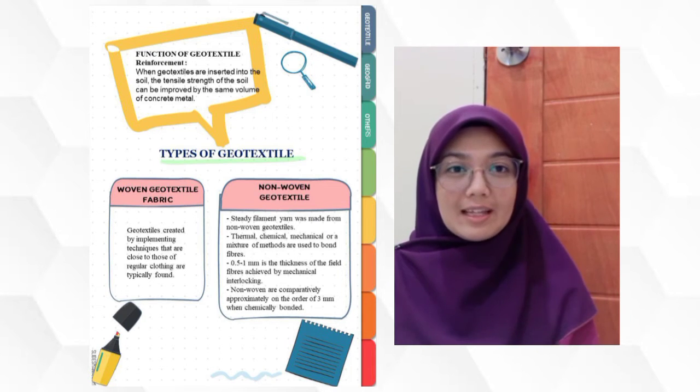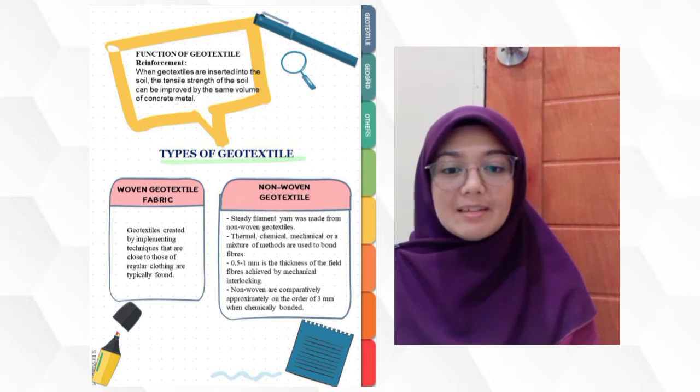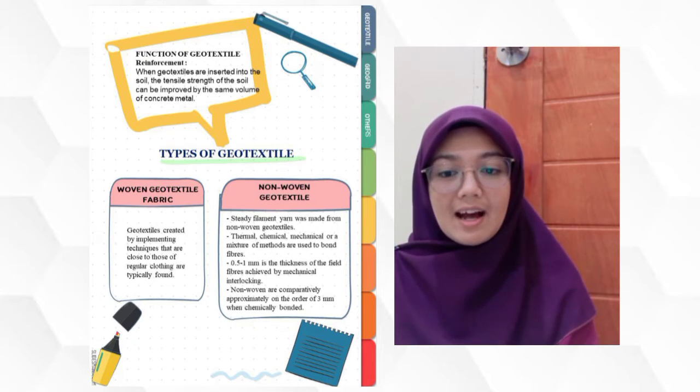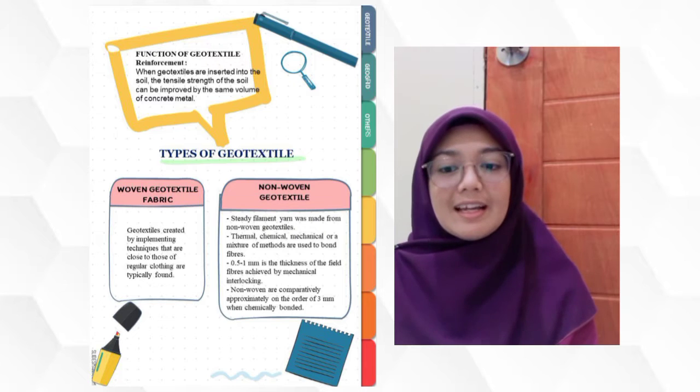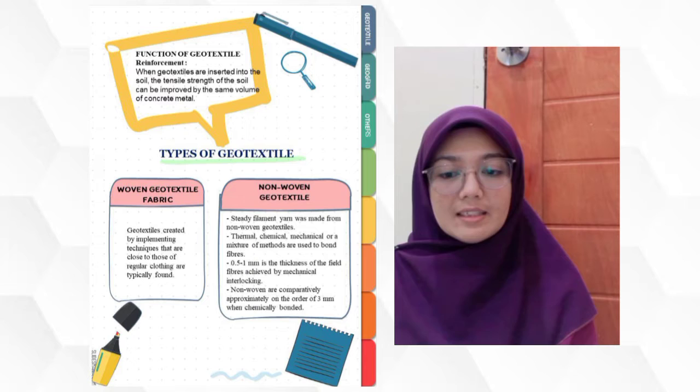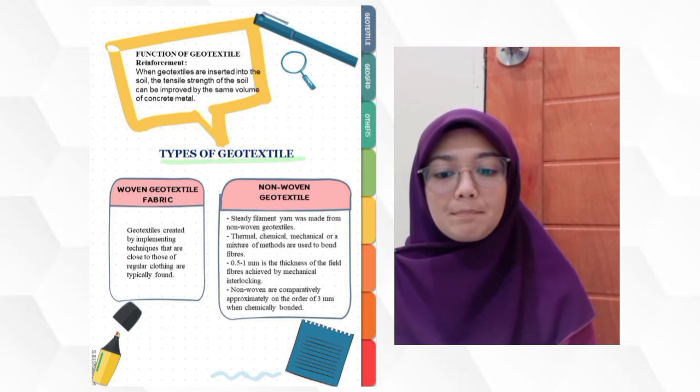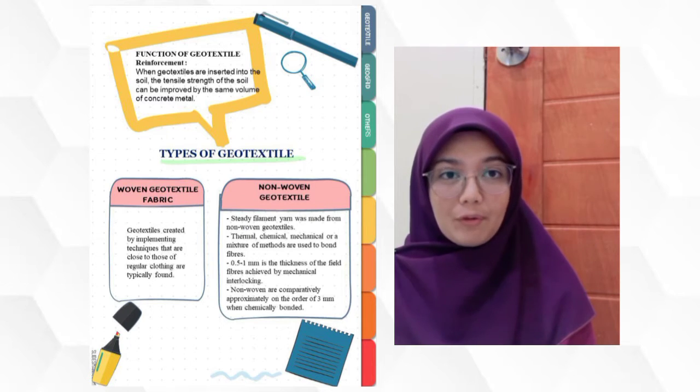The woven geotextile fabrics, which are created by weaving techniques that are close to those of regular clothing, are typically found. They have the characteristic existence of two sets of parallel threads or yarns. The yarn that runs lengthwise is called the warp, and the one perpendicular is called the weft.